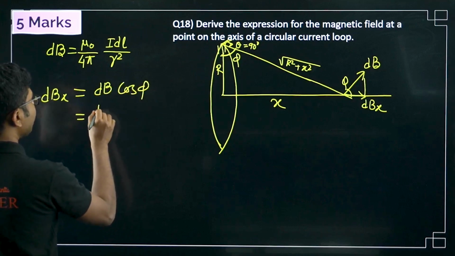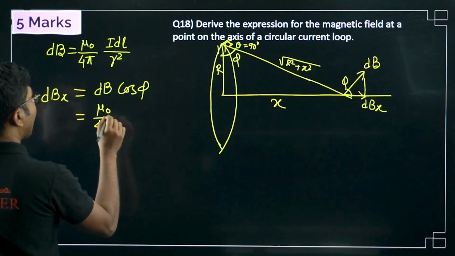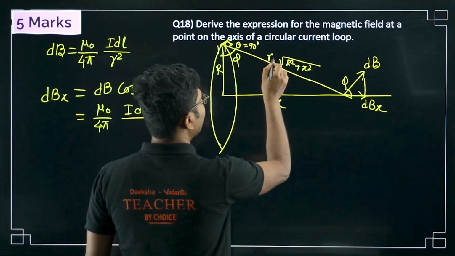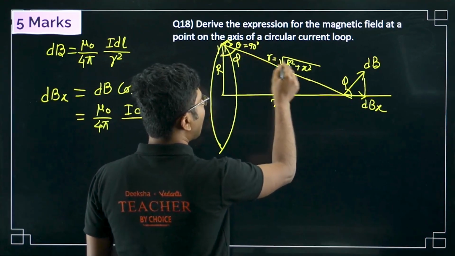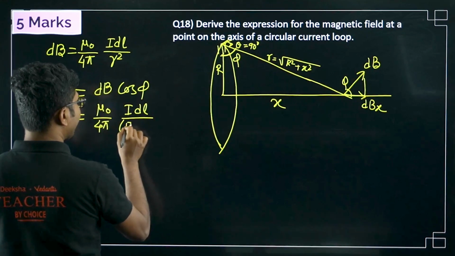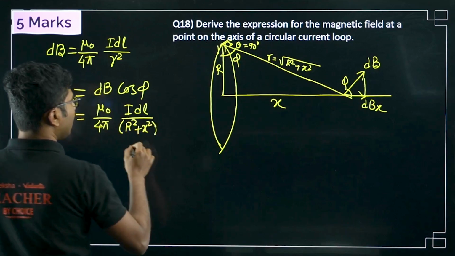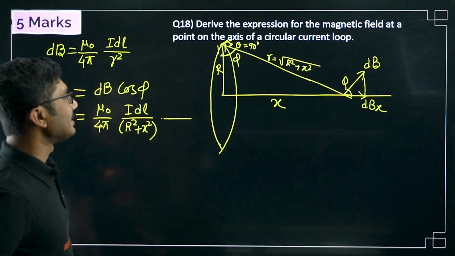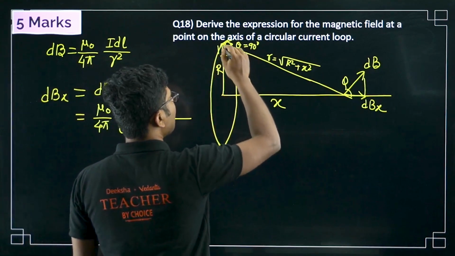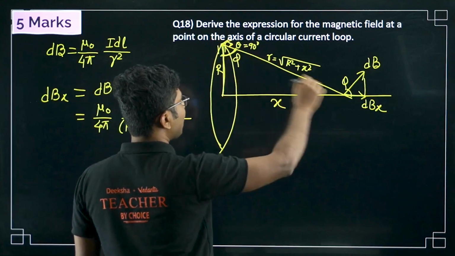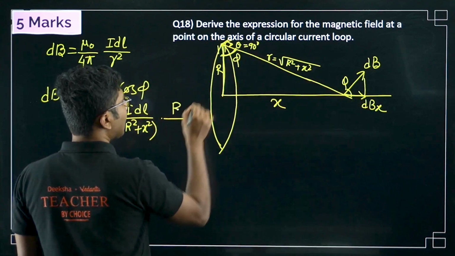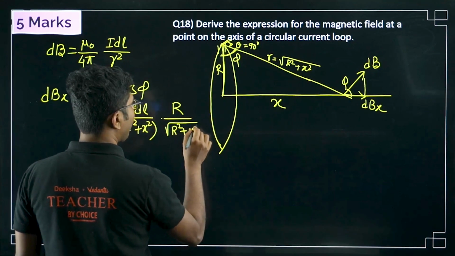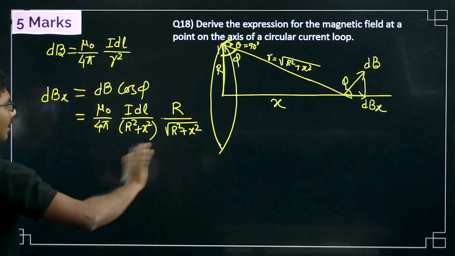Now what is dB? dB is mu naught by 4 pi and I dl. What is r square? R is this basically, right? This is the distance between the elements, so r square will be R square plus x square, square root whole square, so that will go. Now cos phi, what is cos phi? Cos phi is, if this angle is phi, adjacent side divided by hypotenuse. So adjacent side is R and hypotenuse is square root of R square plus x square. Okay, so this is the basic structure.